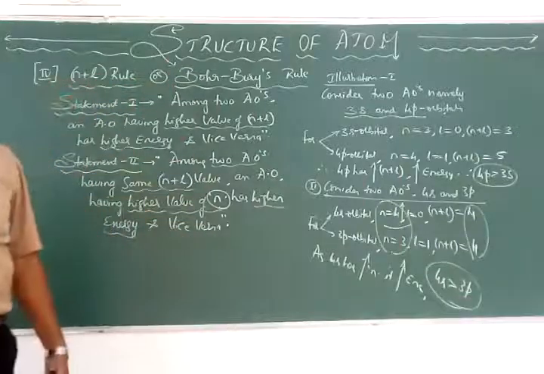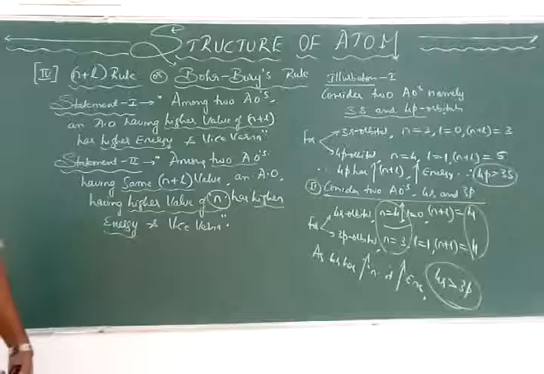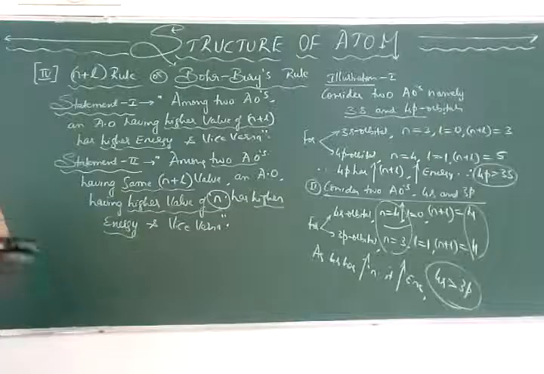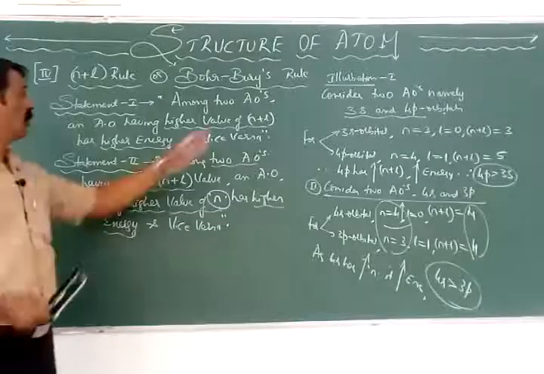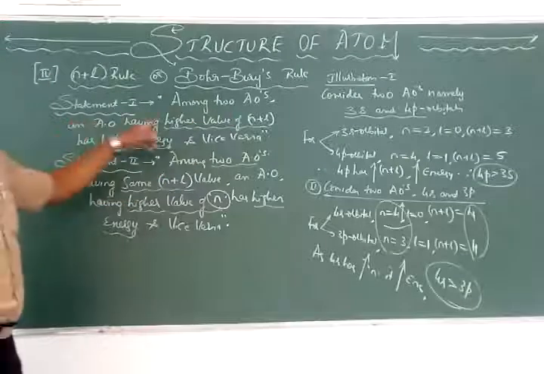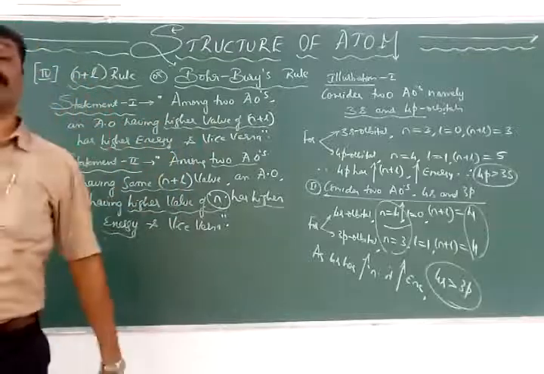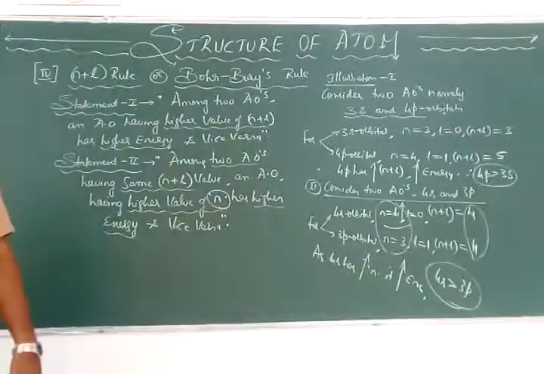This rule is called as what? N plus L rule, which is also called as Bohr-Bury rule. Bohr-Bury rule is having two different statements. Suppose if I consider two atomic orbitals, then an atomic orbital having the higher N plus L value is having the higher energy, or it may be vice versa.